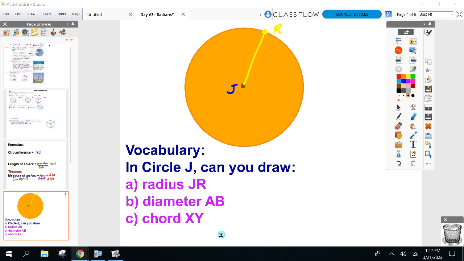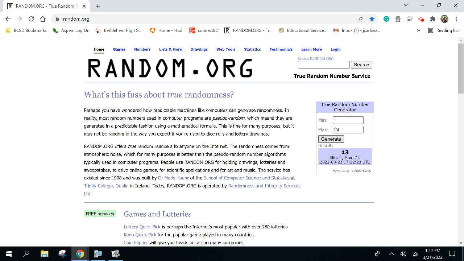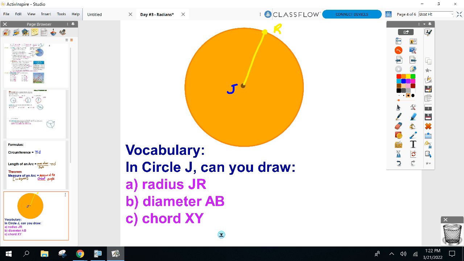How about diameter AB? Can you hook me up with diameter AB? 13, diameter AB. You just extend the line. Just go from arc to the opposite side. No, you have to go through the center. There you go. That's the key right there. Got to go through the center, diameter. Endpoints are on the circle, sure, but it's got to go through the center.